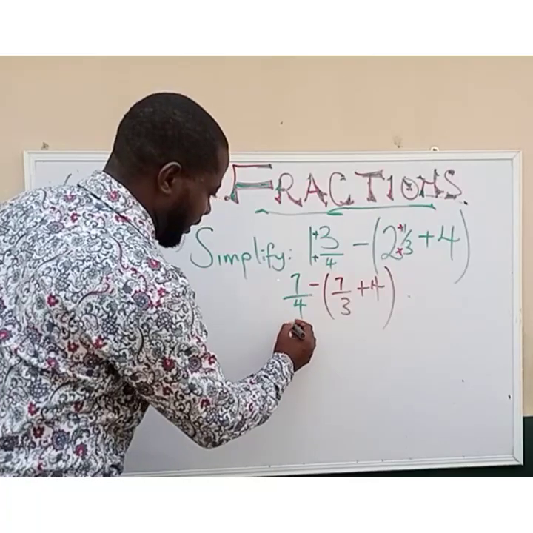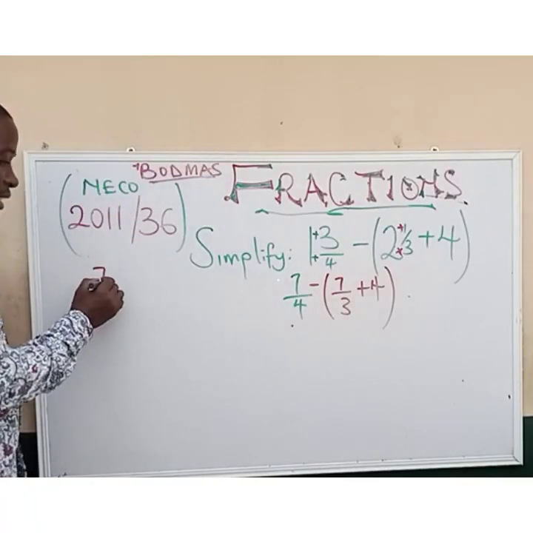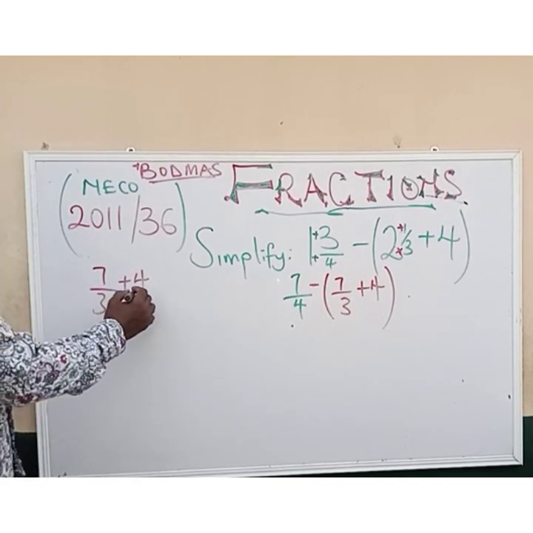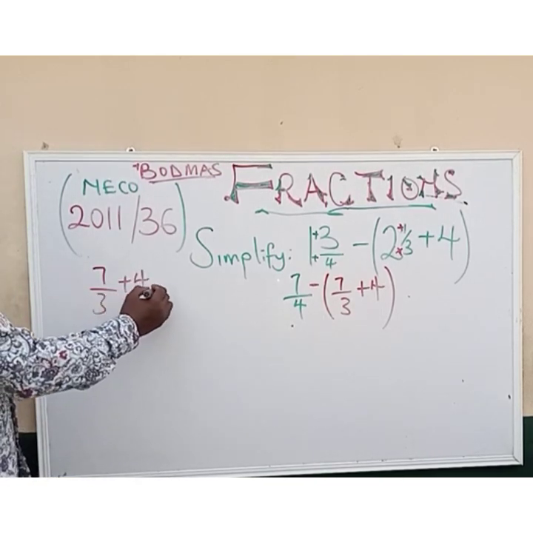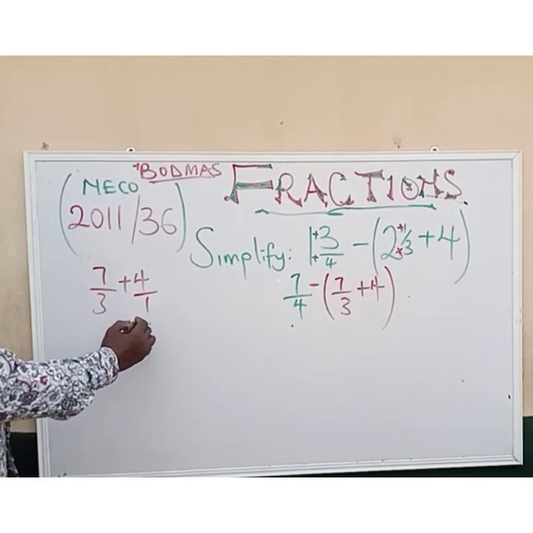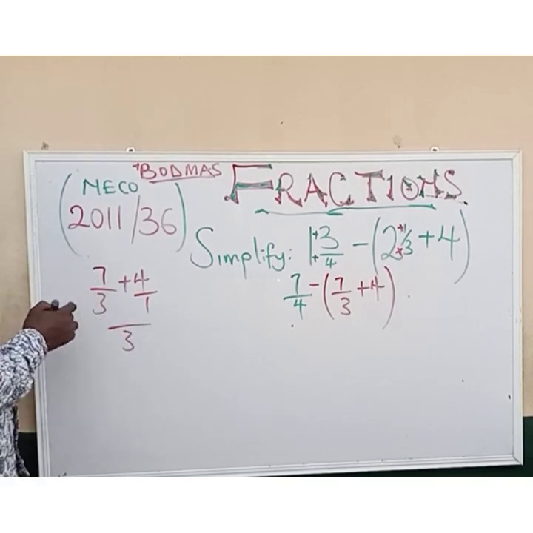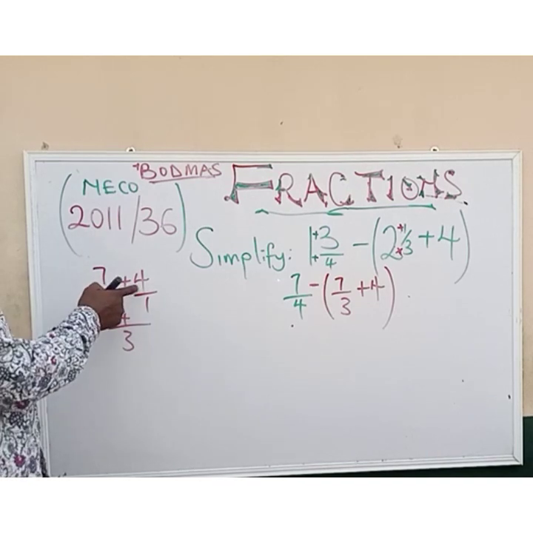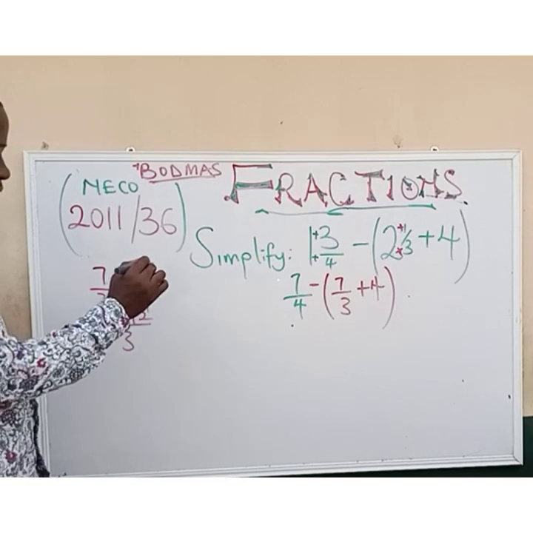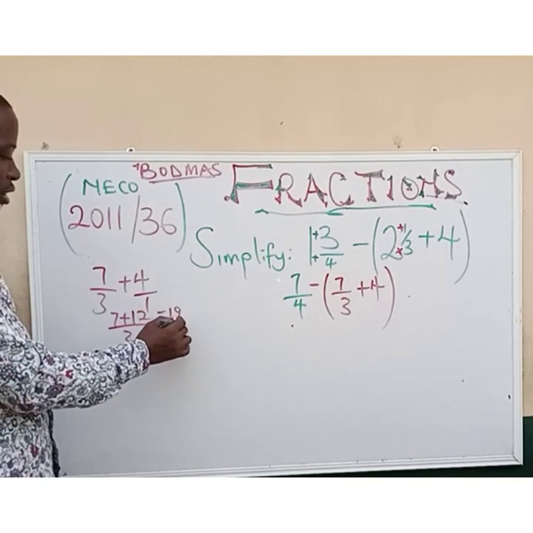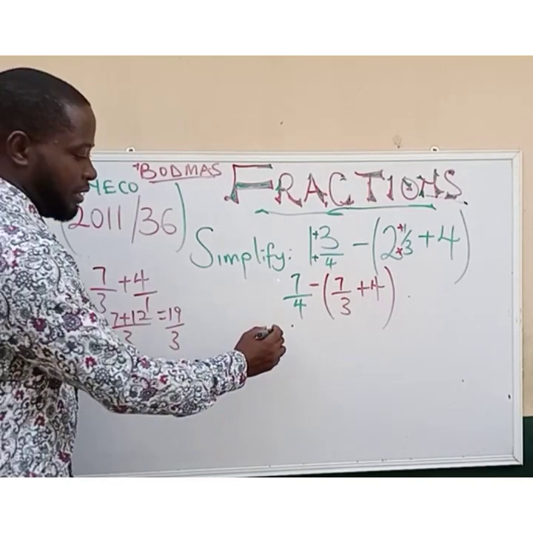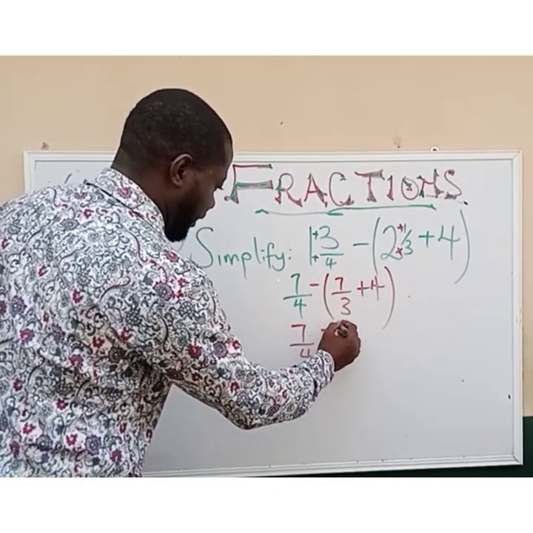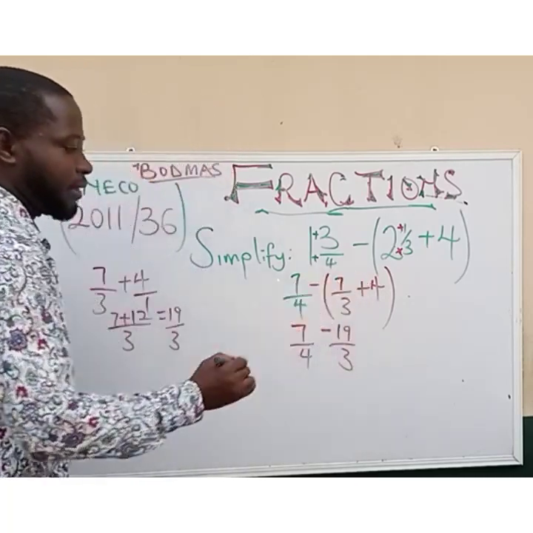So how do we do that? Let's quickly do that here. 7 all over 3 plus 4. So 4 is the same thing as 4 all over 1. In that case, we can say 3 in 3, 1. 1 times 7, 7. Plus 1 in 3, 3. 3 multiplied by 4, that is 12. And we have what? 19 all over 3. So this is going to give us 7 all over 4 minus 19 all over 3.